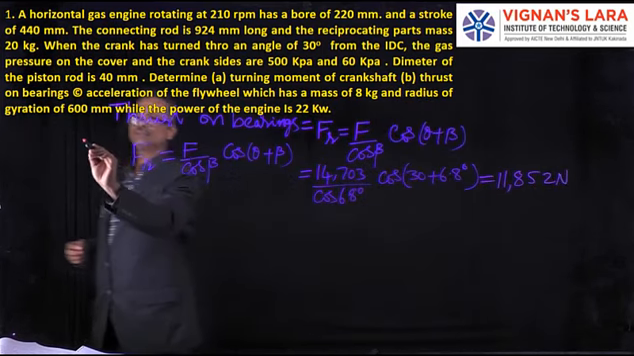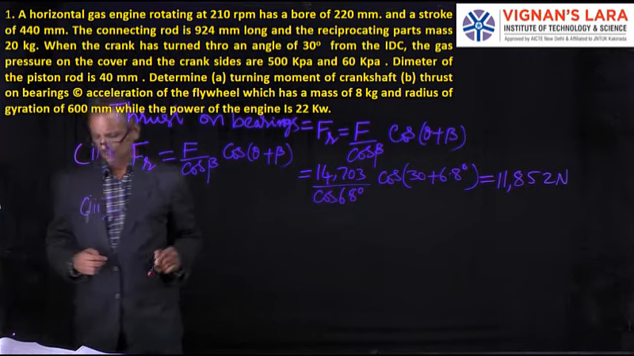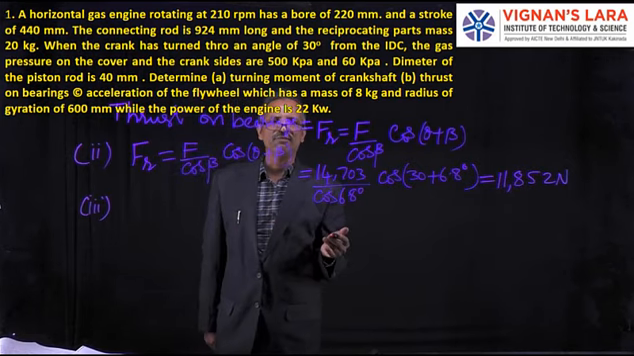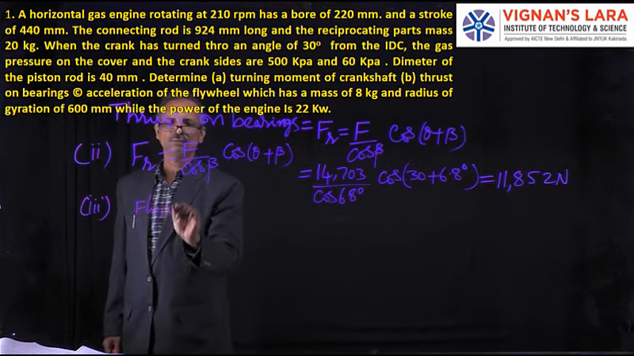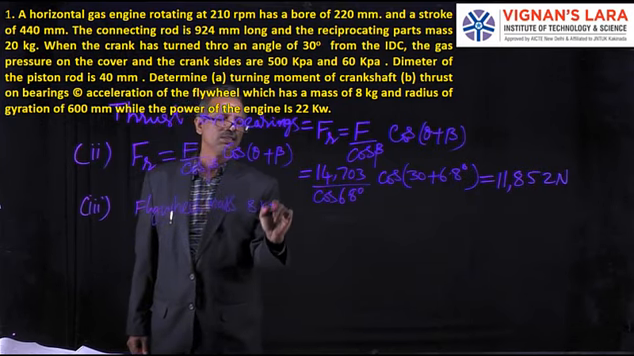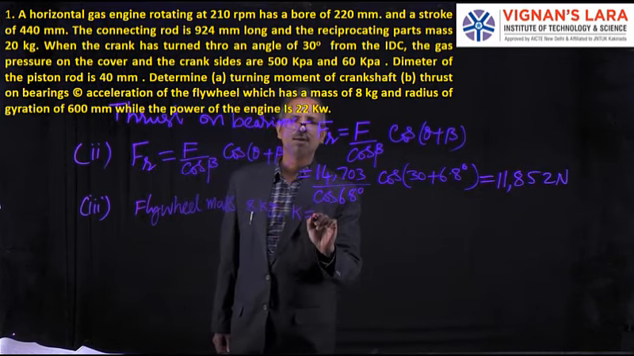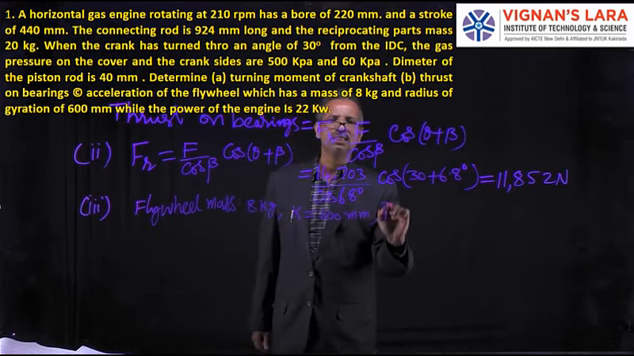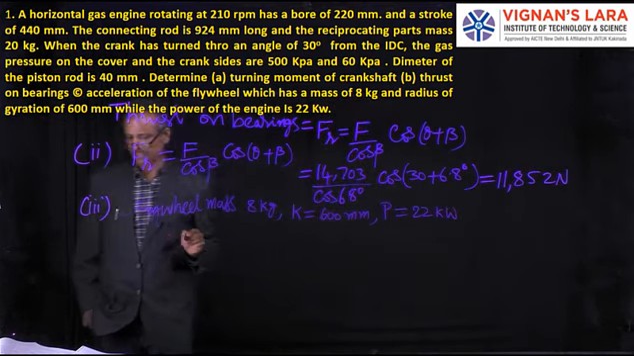Then the third part. So what is the third part we have to find out? The acceleration of the flywheel, which has a mass of 8 kg, and radius of gyration K of 600 mm, and the power transmitted is 22 kilowatts. This is the data now given to us.